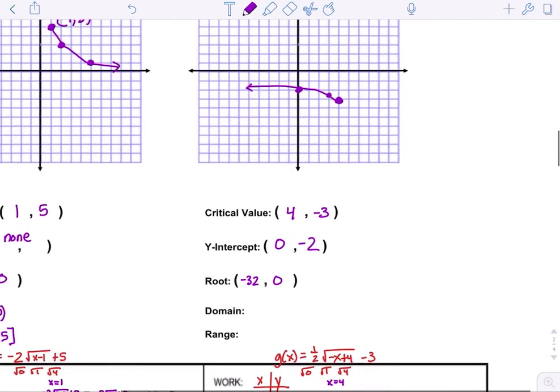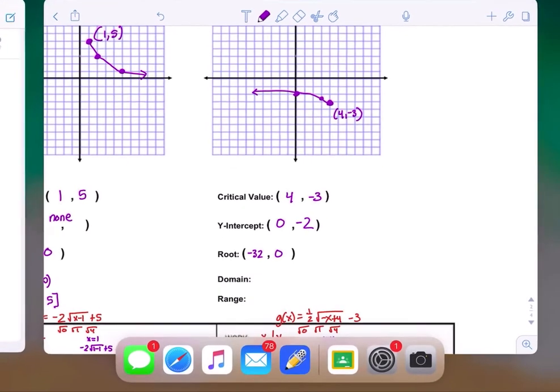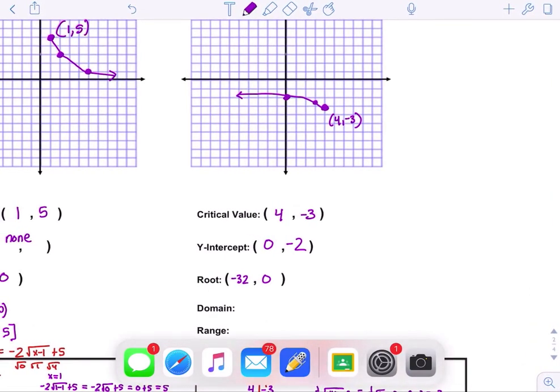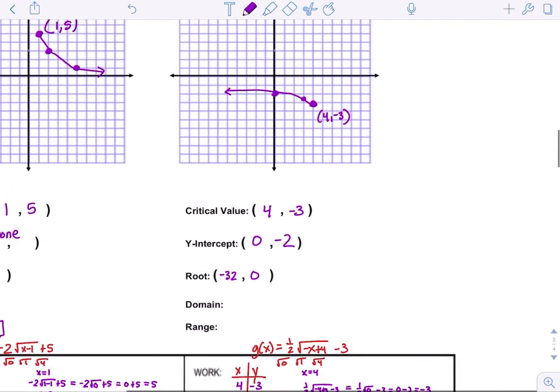Alright, domain and range time. So let's write down the critical value, which was (4, negative 3). Remember, the critical value is the starting value, or starting point. Alright, how far left does this graph go? Negative infinity. How far right does it go? All the way to right there, which is 4. So the domain is negative infinity to 4, bracket. Range: how far low does this graph go? Well, the lowest point is negative 3 on the curve. So bracket negative 3. How far up does this graph go? Positive infinity.